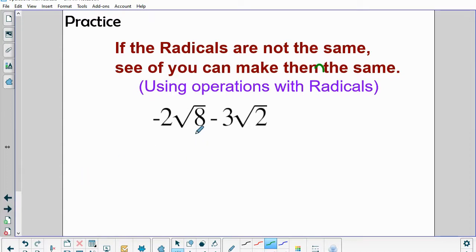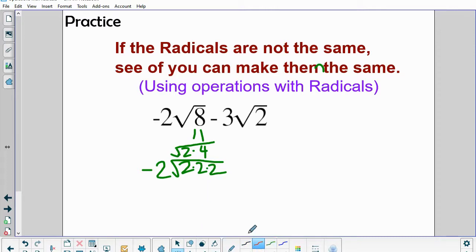So you see that 8 right there? We want to know if we can do something to simplify that so it will become a 2. So let's break it down. We've got 2 times 4, 2 times 2 times 2. And then we have negative 2 out front. Keep in mind that radical sign is coming down until we can do something else with it.